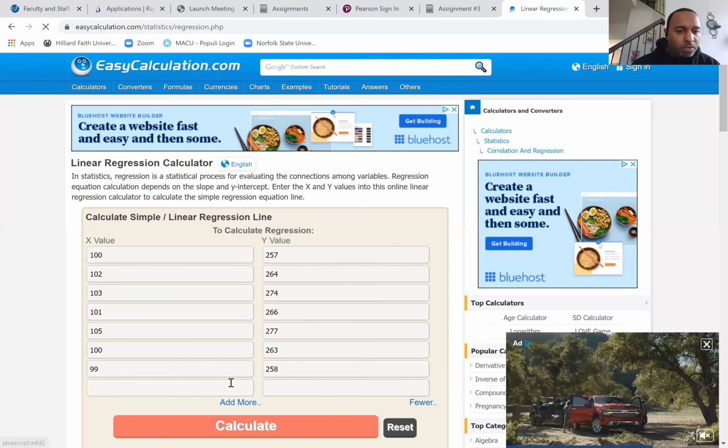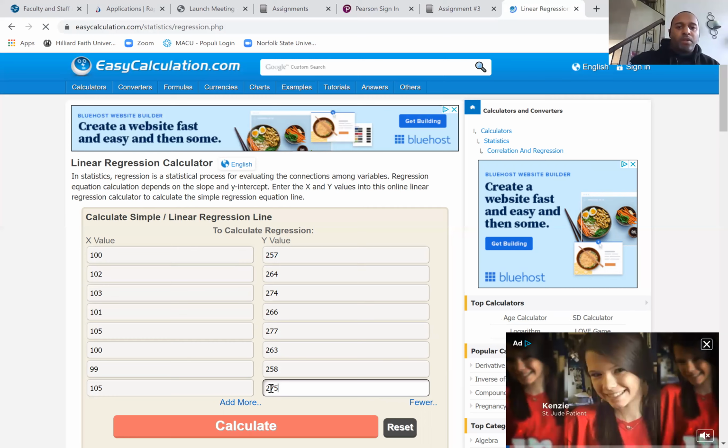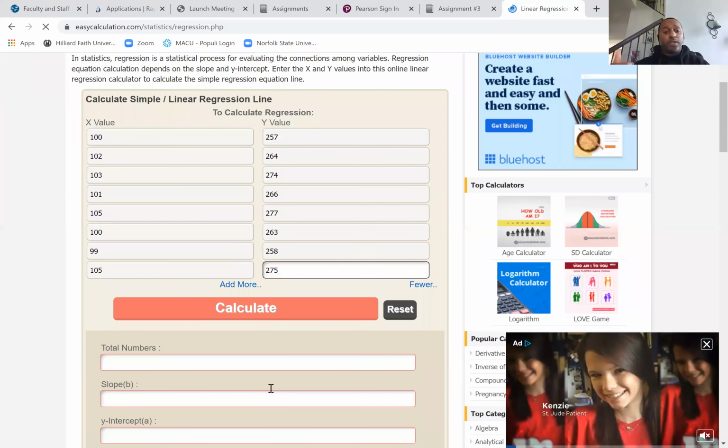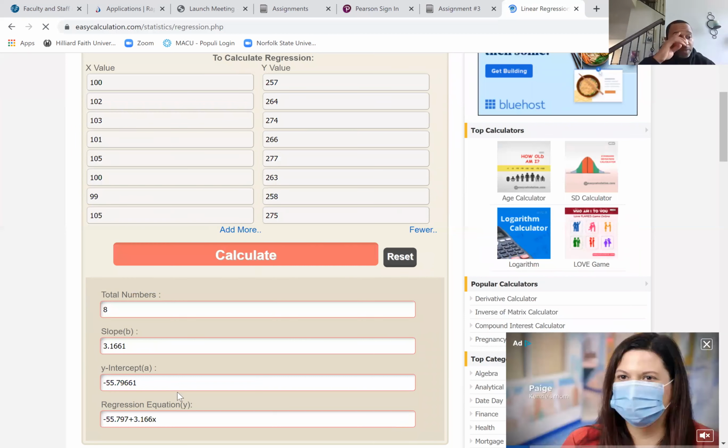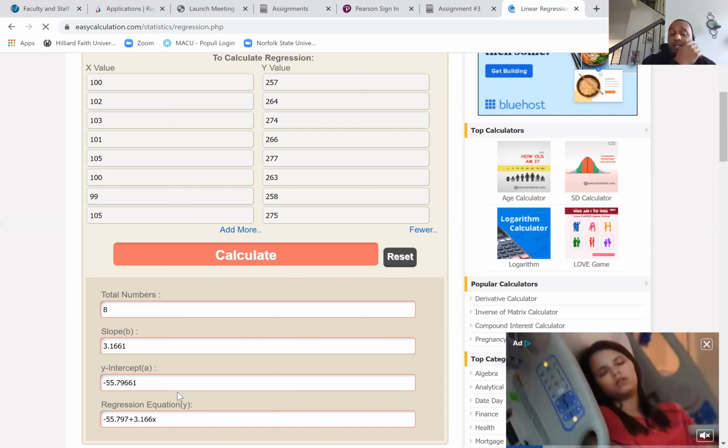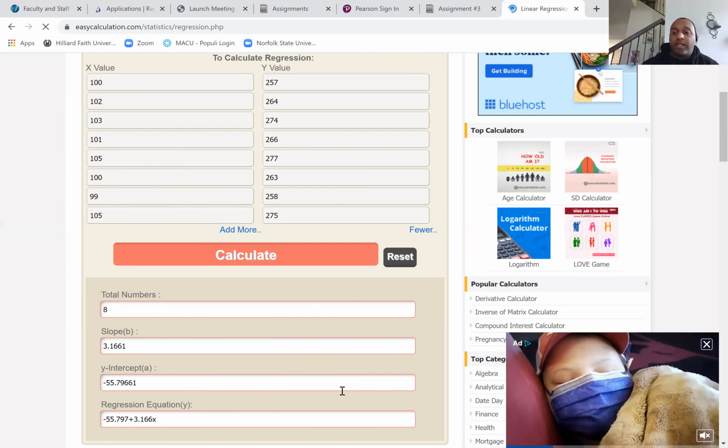All right, almost there. All right, so very similar to how we did the correlation coefficient. And then you see we get our information here. So if they just give you the data set, you can just plug it into easycalculation.com or something of that nature.